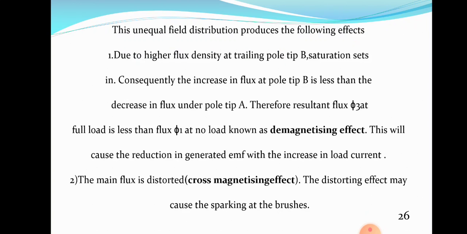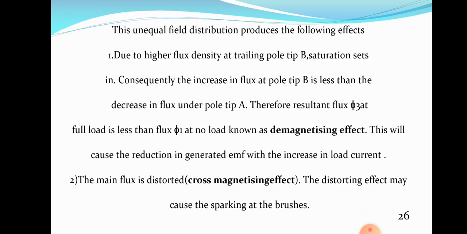So there are two different effects: one is the demagnetizing effect and the other is the cross-magnetizing effect. In the next class, we will discuss the methods for minimizing these effects. Both adversely affect the DC generator. Due to demagnetization, the generated EMF is decreasing. Due to cross-magnetization, sparking takes place.